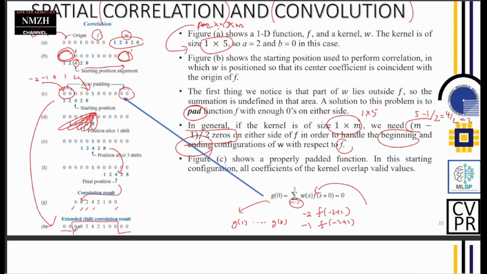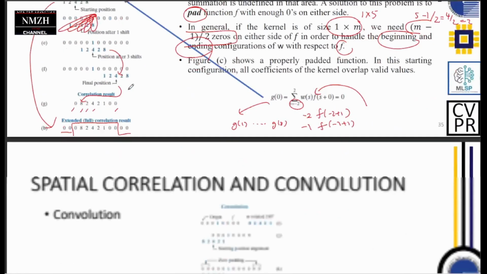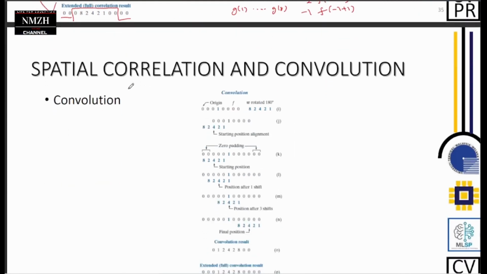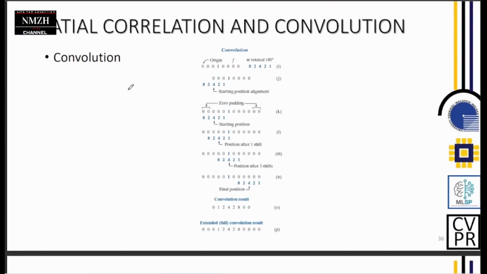So correlation is just a process where we don't manipulate the kernel itself, but we add something to the front and to the back if the pixels of F don't really fit with the kernel. So let's go to the spatial convolution. In convolution, the idea is the same. The padding is the same. We add 2 at the front and 2 at the back.